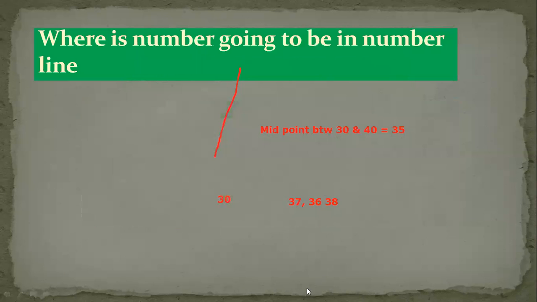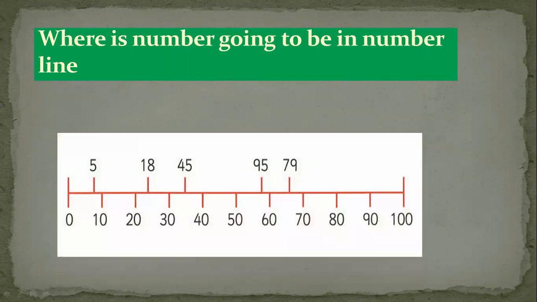We are going to solve further questions so that if you have any confusion, you can clear it. Where is the number going to be on the number line? So let's find out. Here on page number 10 of your learner's book, there is one number line which is not correct.